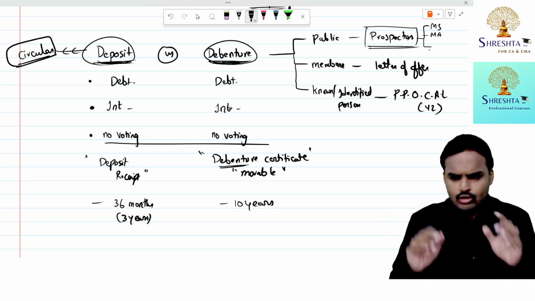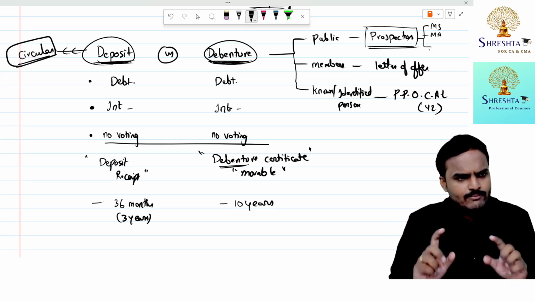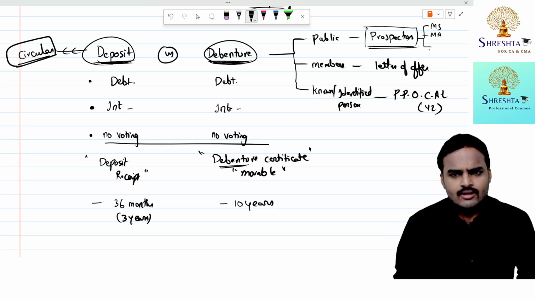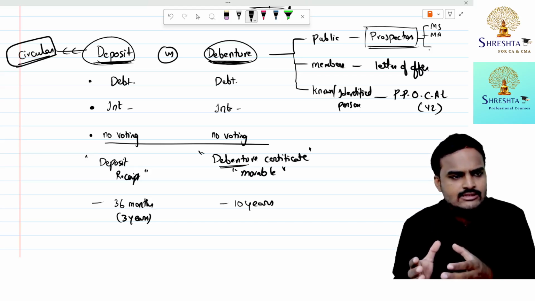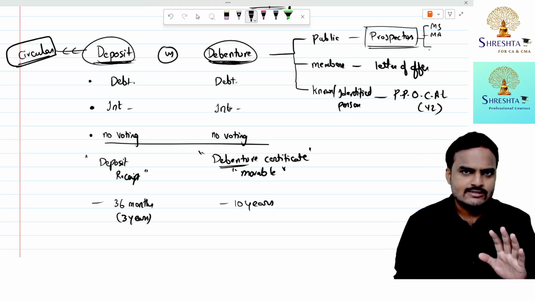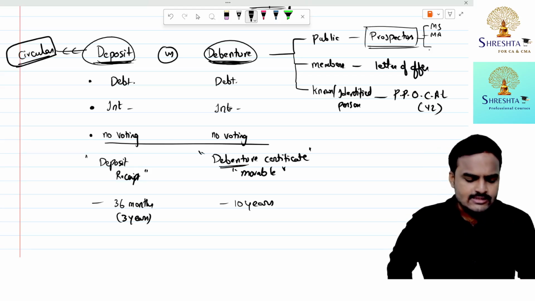That's it. Both are debt to the company. On both, the company is liable to pay interest. On both, the company will not give deposit receipts or debenture certificates carrying voting rights. These are the similarities and differences.